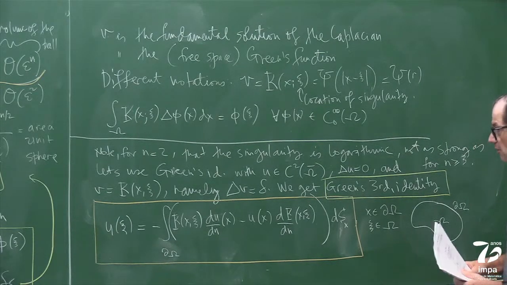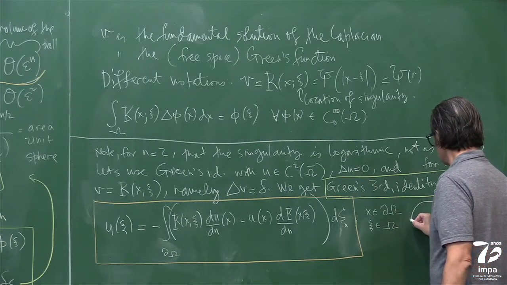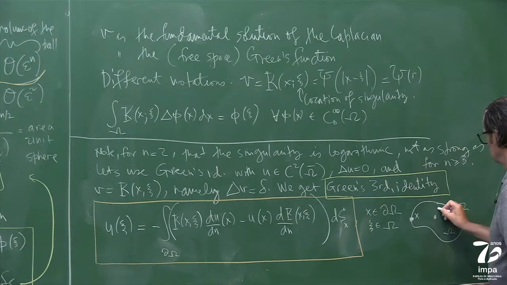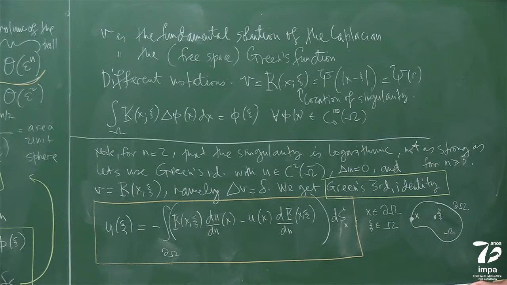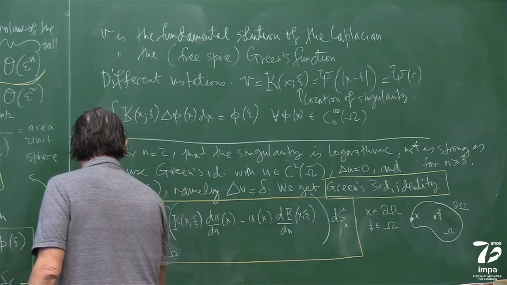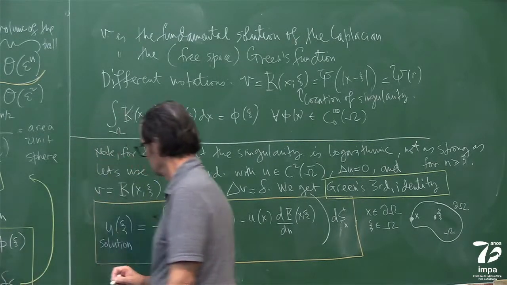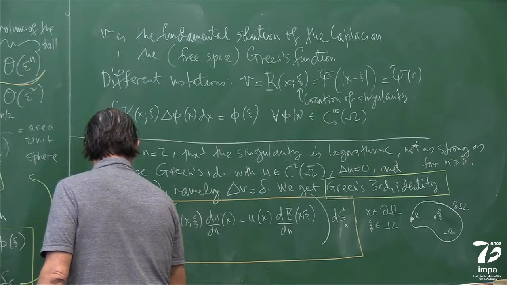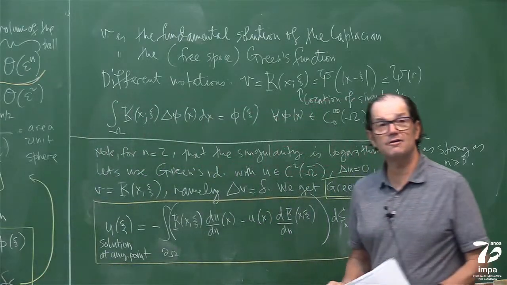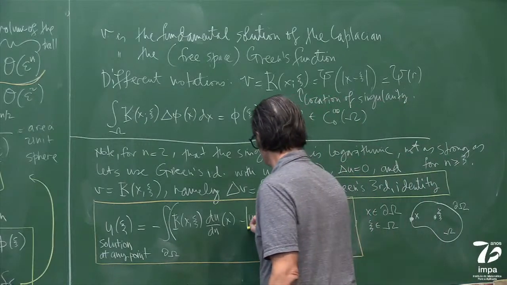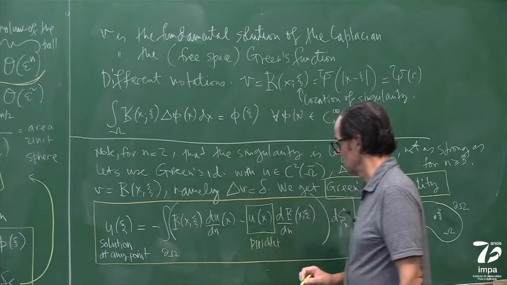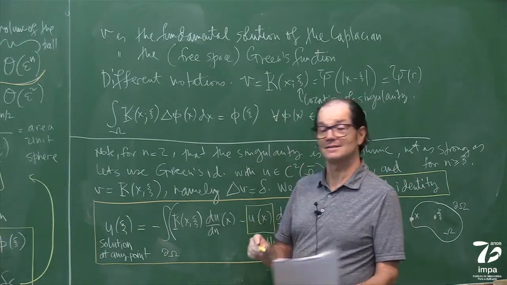This says the following. I have x on the boundary, and I have c in the interior. So look what this nice expression does. This Green's third identity says that I know the solution to Laplace's equation at any point if I know the Dirichlet data and the Neumann data.